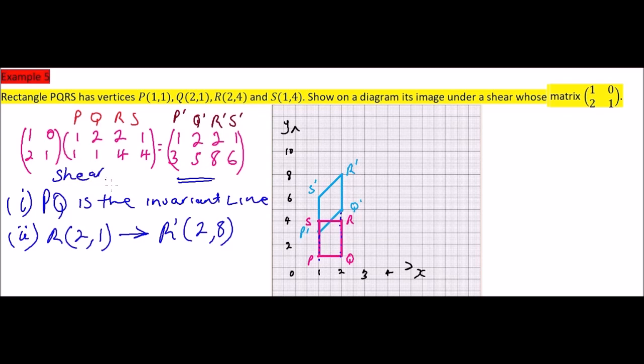And that brings us to the end of this lesson on shear. So let's prepare ourselves for the last lesson, which is another transformation known as stretch.